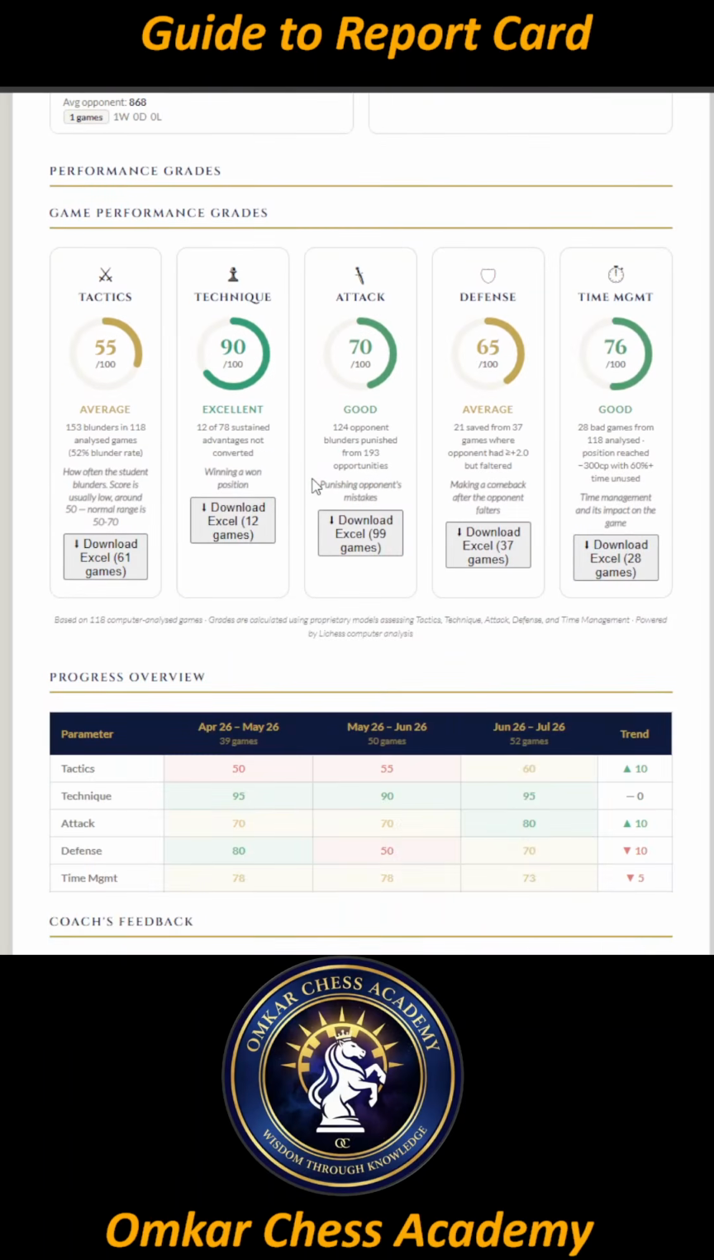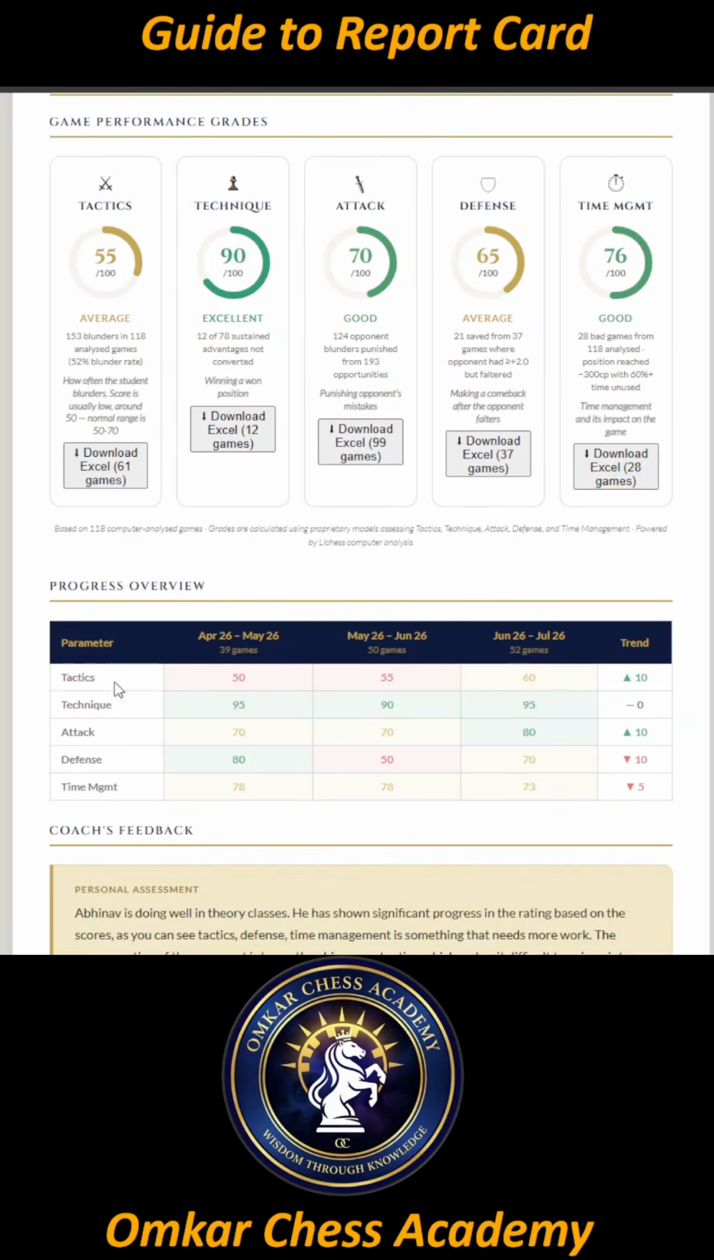Then the next is the most important, performance parameters. These are the five things that are important in chess: tactics, technique, attack, defense, and time management. This shows you the overall performance as well as the trends in the performance, how it has been throughout the period. Tactics show the blunder rate, how often does the student blunder.